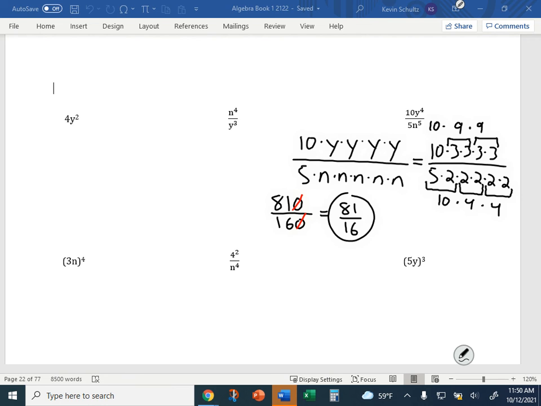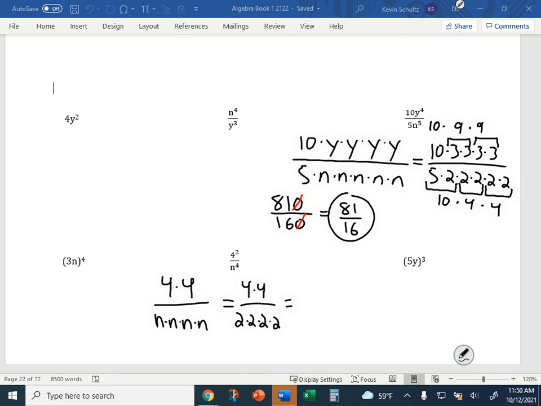The 4 squared over n to the fourth. Okay. So 4 squared over n to the fourth, in expanded form, 4 squared is 4 times 4. And then n to the fourth is n times n times n times n. Right? Now we get to evaluate this, which means we're plugging in 2 for n. Nothing really happens to our numerator. There's no variables to plug in for there. Right? So it stays 4 times 4. Then n times n times n times n is going to be 2 times 2 times 2 times 2.